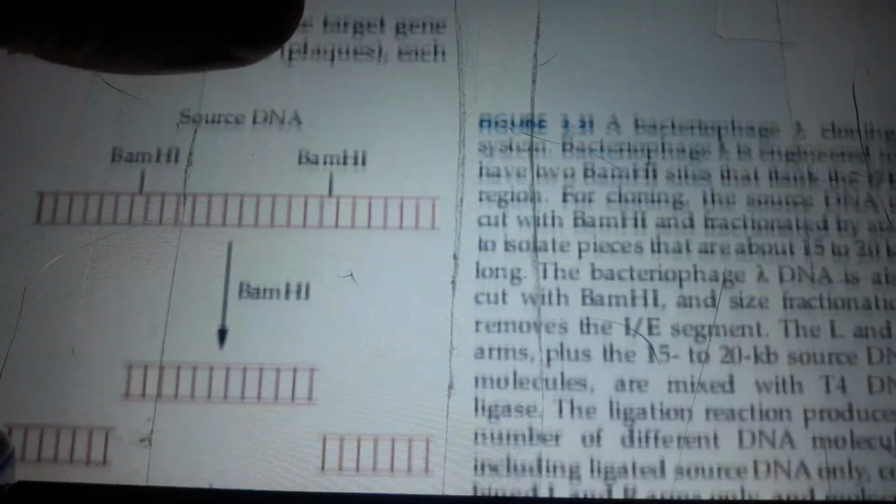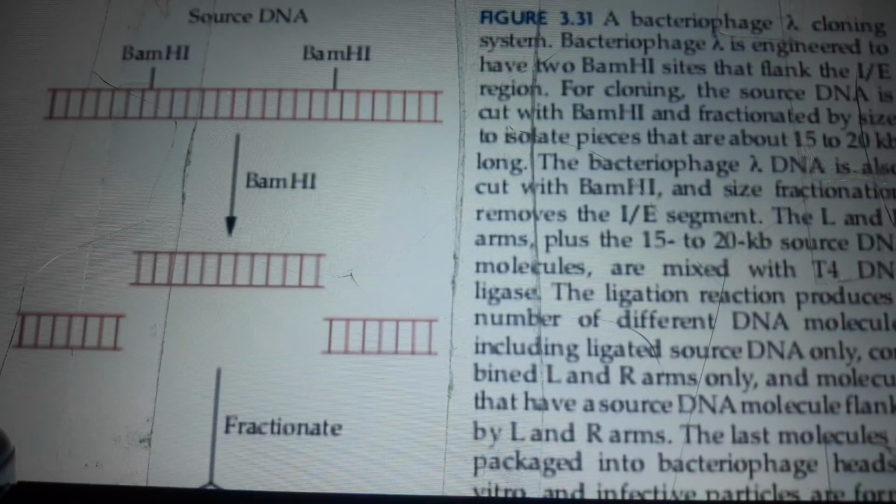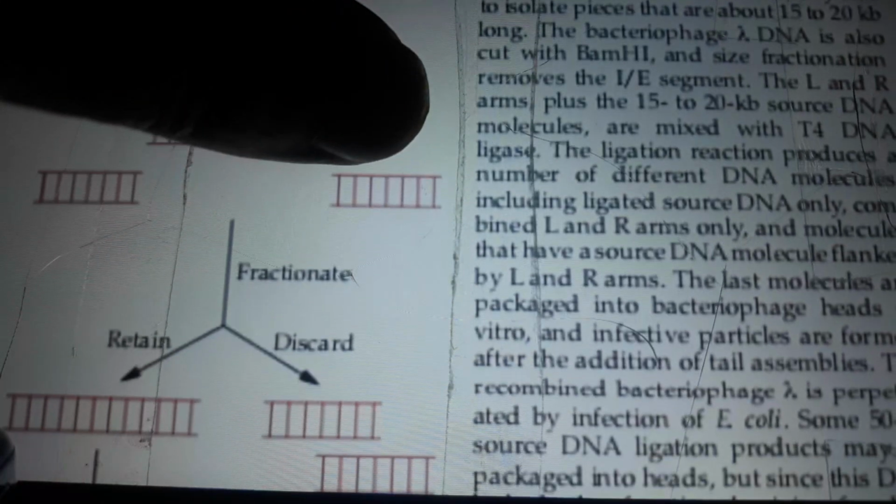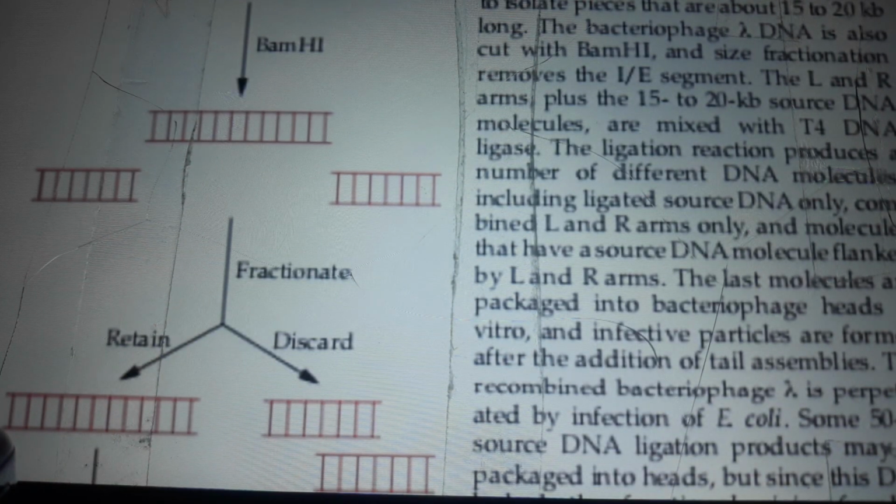Continue to the next page to finish the figure here. A bacteriophage lambda cloning system. Bacteriophage lambda is engineered to have two BamHI sites that flank the IE region. For cloning, the source DNA is cut with BamHI and fractionated by size to isolate pieces that are about 15 to 20 kb long. The bacteriophage lambda DNA is also cut with BamHI, and size fractionation removes the IE segment.